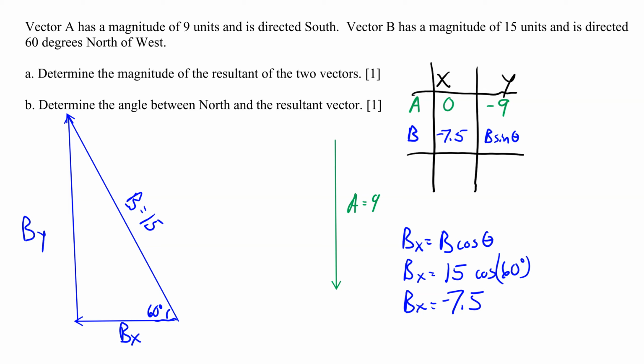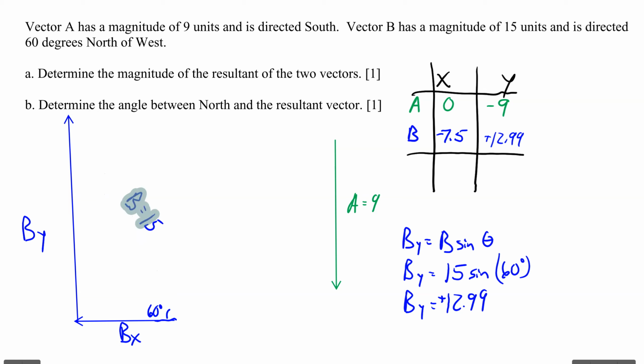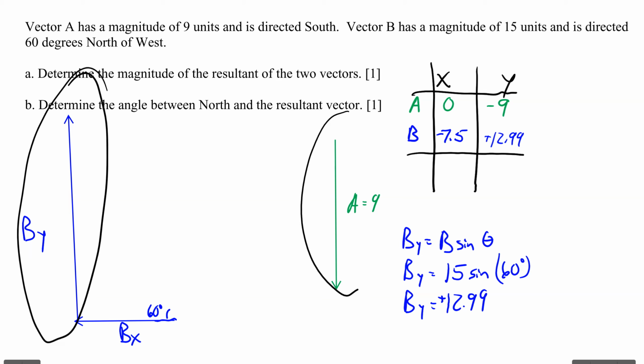For By, we'll do B sine theta. When you do 15 sine 60, you get 12.99 units in the positive y direction, up. That's great, because now we can get rid of this crazy vector that's at an angle over here. We can't add that to vector A, but we can easily add By and Ay together. That's what we're doing over here.